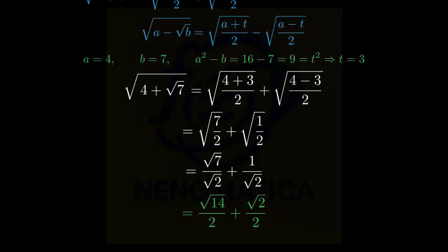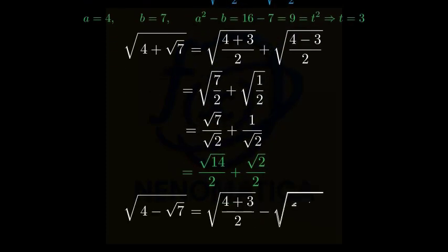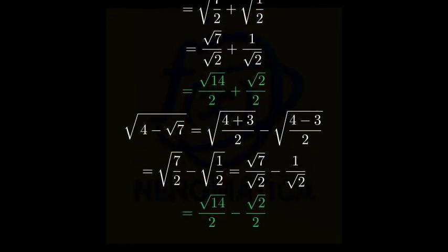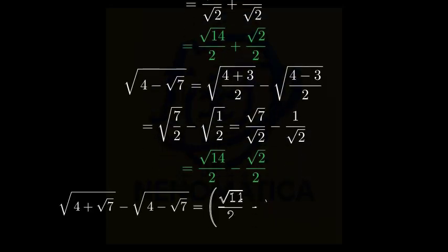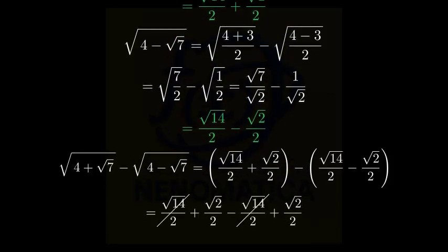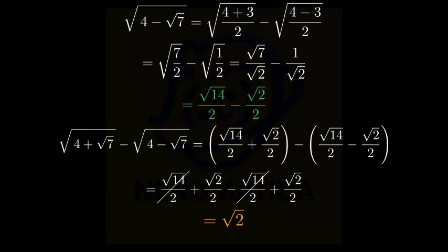Next, compute the square root of 4 minus square root 7. Using the minus version of the identity, simplify to the same denominators, and express it with surds over 2. Now subtract the two results. Substitute the expressions we just found. The square root 14 terms cancel, and the square root 2 terms add. The entire difference simplifies beautifully to square root 2.